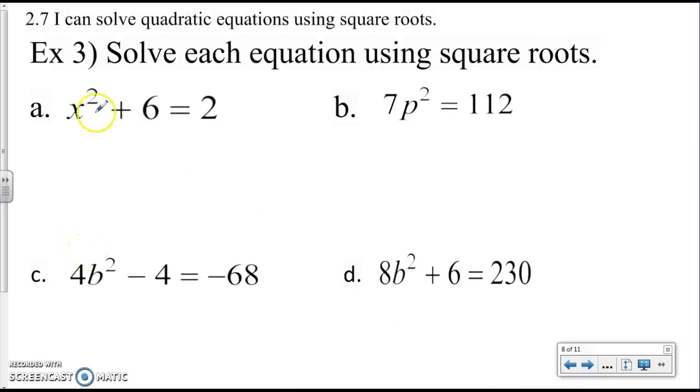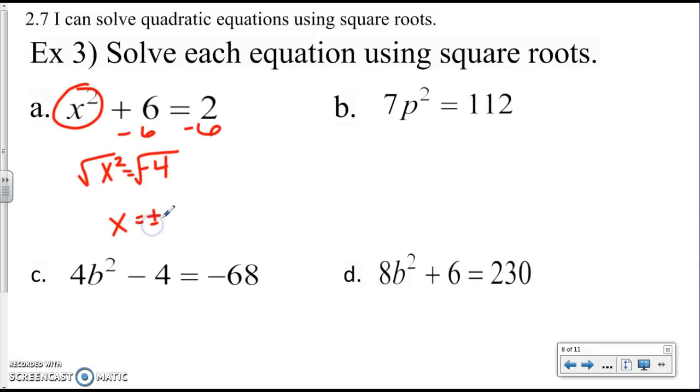Before we can take the square root of both sides, we need to get the part that's squared by itself. So I have to get this by itself, which means I have to cancel that plus 6. So if I subtract 6 from both sides, I get -4. Then take the square root of both sides, and the square root of -4 is plus or minus 2i.